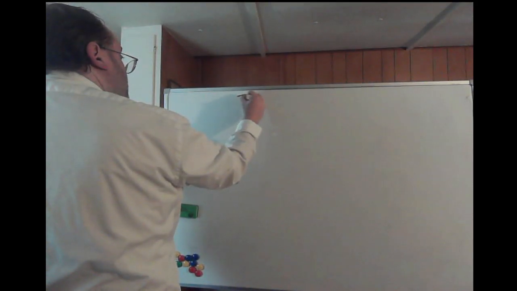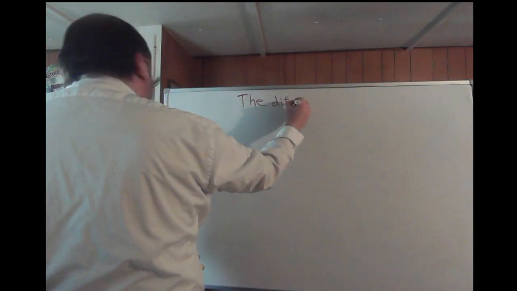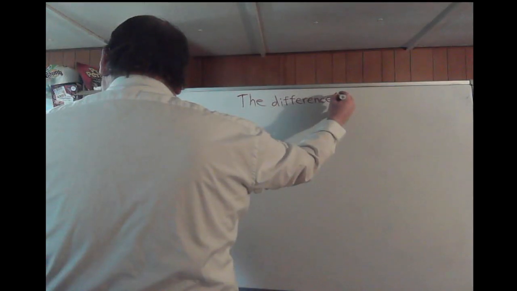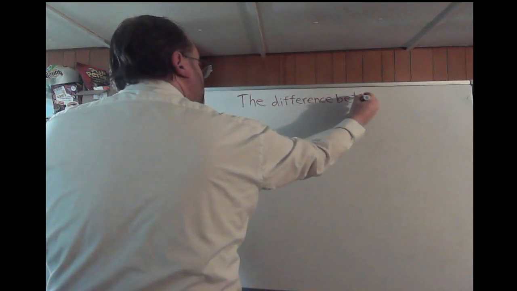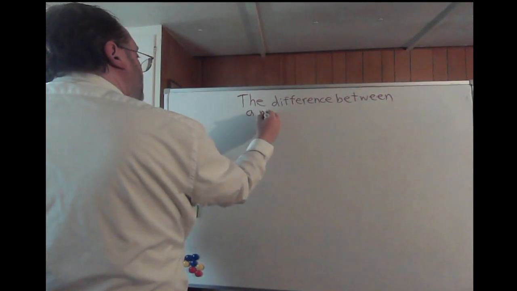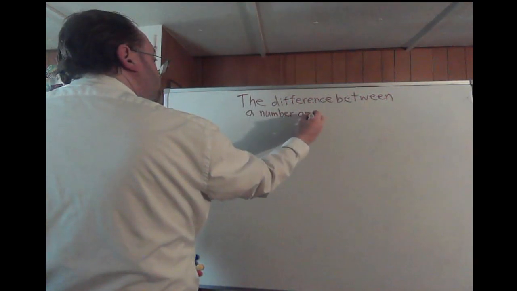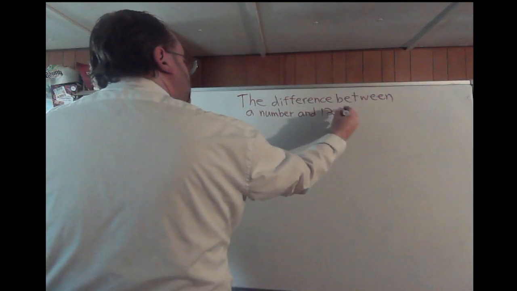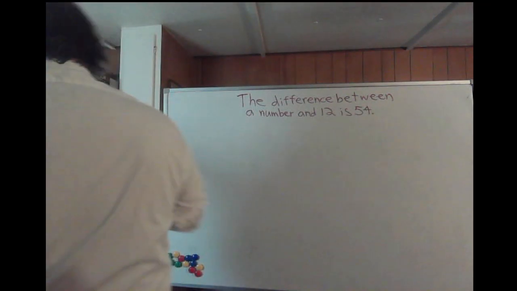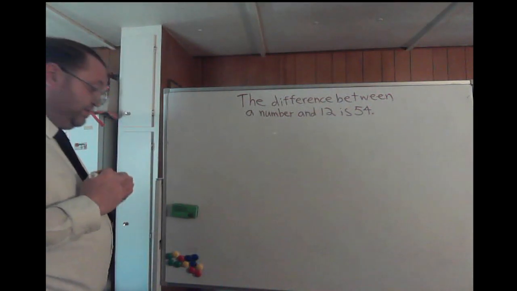Alright. The difference between a number and 12 is 54. Alright, so this one here, the difference between a number and 12 is 54.